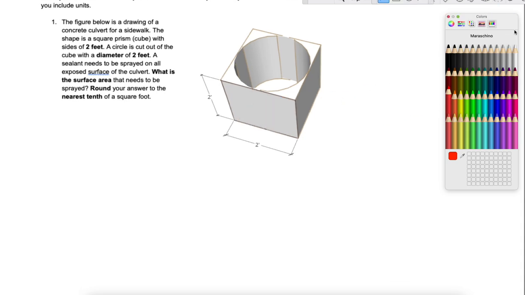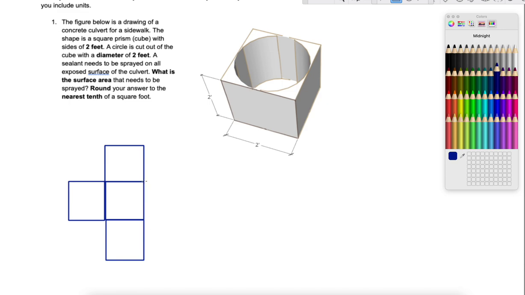So one idea about solving this is finding or creating a net. So what does the net look like for a cube? Well, it's going to be 6 squares for our net, and all the squares are congruent. So if we find the area of one square, we know that we've got 6 of them. Let's put the other one down here.